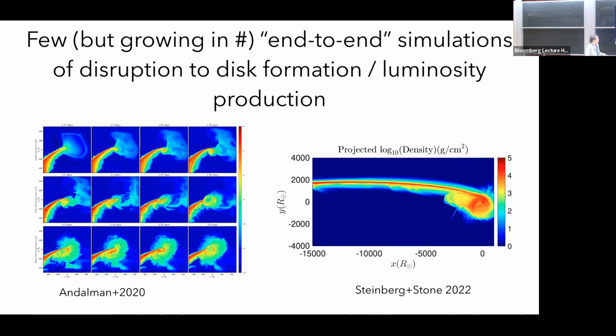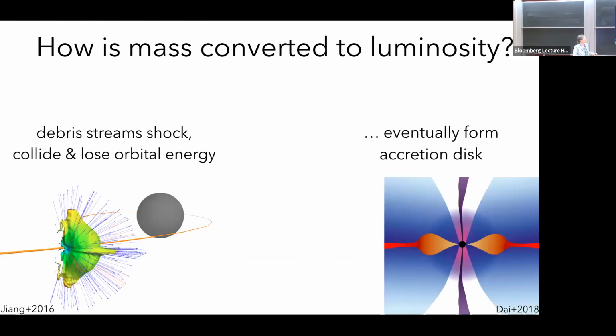The reason for the small number is simply because you have to span orders of magnitude in physical space if you're tracking material from disruption all the way out to apocenter and then back to fallback. And so, as I was saying, this means that we're not really sure where most of the luminosity is coming from at different times, although there's been a lot more work studying this more recently.